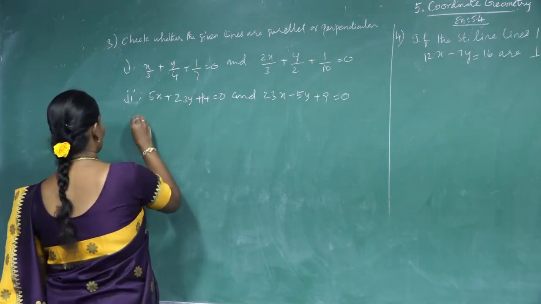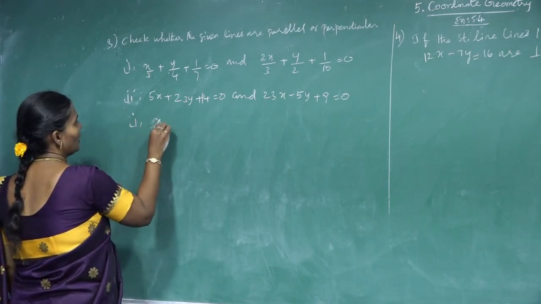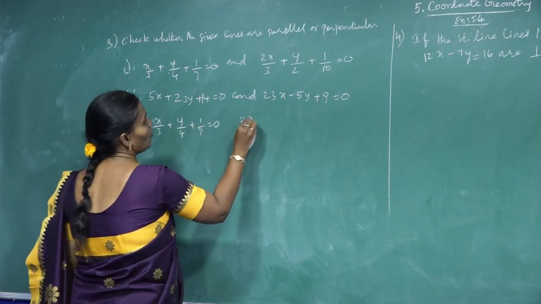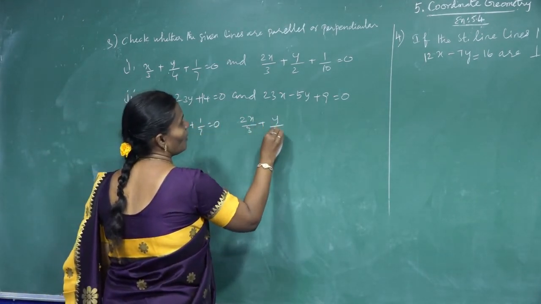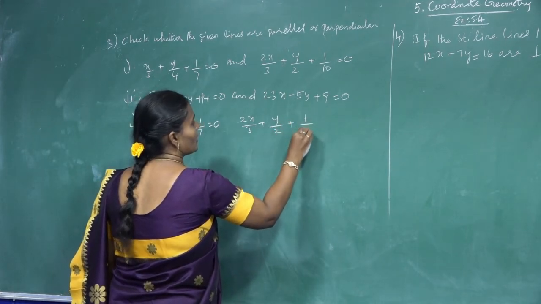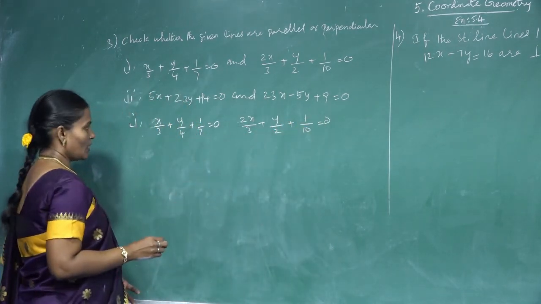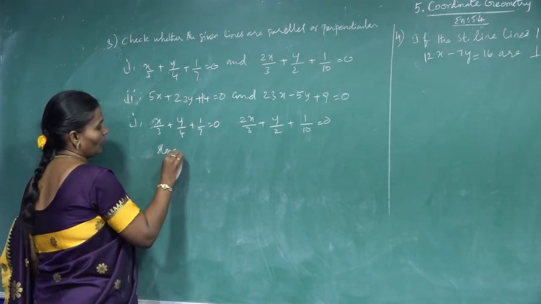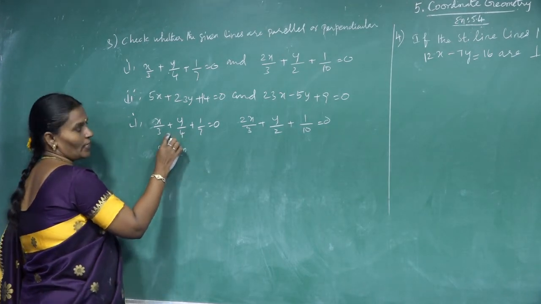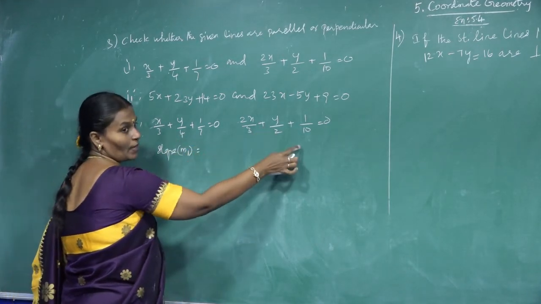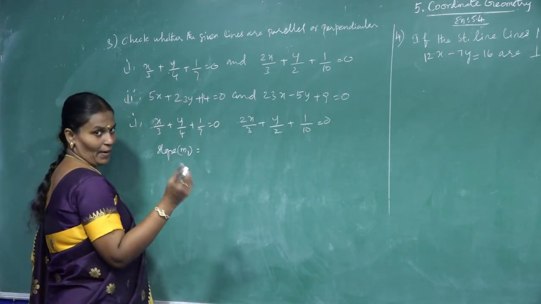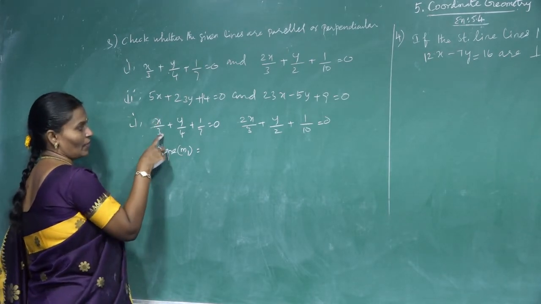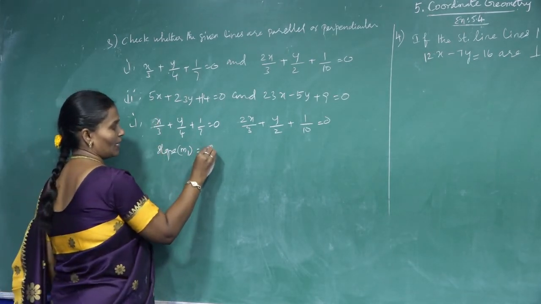Now you have to show that. First one: x by 3 plus y by 4 plus 1 by 7 is equal to 0, and 2x by 3 plus y by 2 plus 1 by 10 is equal to 0. See these two equations. Now this is a general form. How do you find out the slope? Consider this slope is m1, this slope is m2. So m1 is minus a by b, where a is the coefficient of x. Here, what is the coefficient of x? 1 by 3.